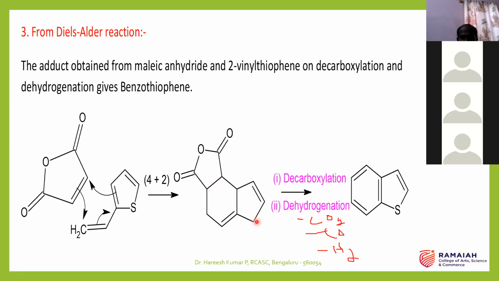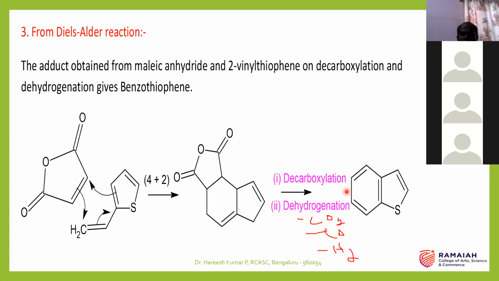Maybe I can take the pencil and write here. Yes, so here sulfur is there. Then afterwards, one hydrogen from here. The bonded pair can come over here, and this hydrogen will go out. So removal of H2 leads to the formation of benzo-thiophene. So this is one method of preparation of benzo-thiophene.